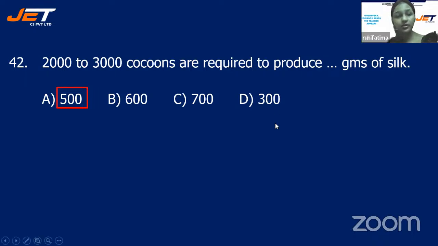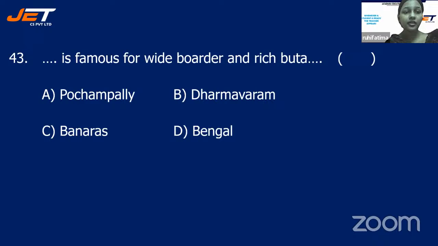Okay, let's come to the next question. Dash is famous for wide border and rich buta. A Pochampally, B is Dharmavaram, C is Banaras, and D is Bengal. Dash is famous for wide border and rich buta. And the correct answer is Dharmavaram.